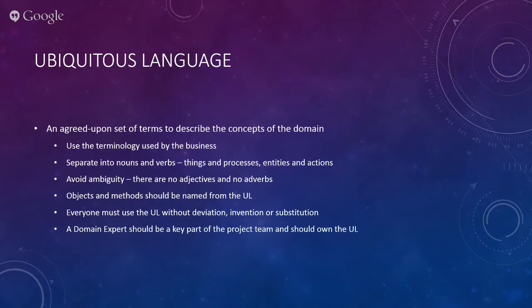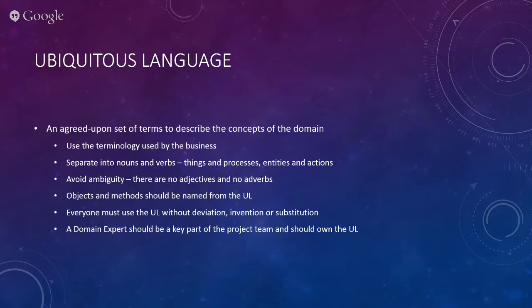Ubiquitous language. This is possibly the most important thing in the Evans book. I define this as an agreed upon set of terms to describe the concepts of the domain. And the key thing is that you must use the terminology that's used by your business. So you separate it into what we call nouns and verbs. Nouns are things, verbs are processes, nouns are entities, verbs are actions. You should be able to take any business domain and break it down into a series of things and a series of processes fundamentally. And to avoid ambiguity, there should be no adjectives and no adverbs.